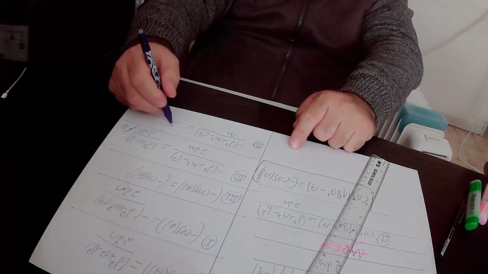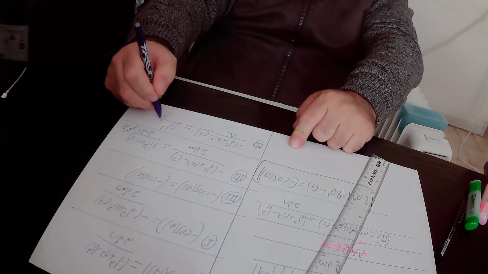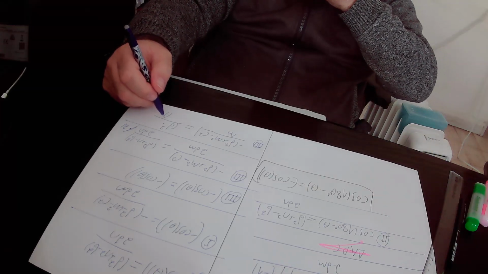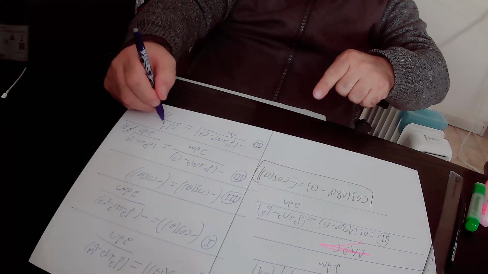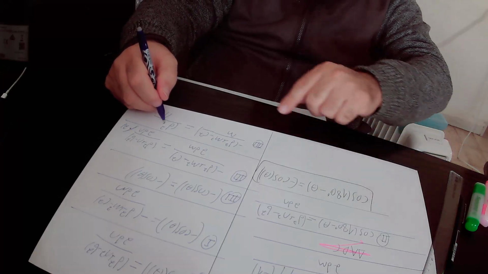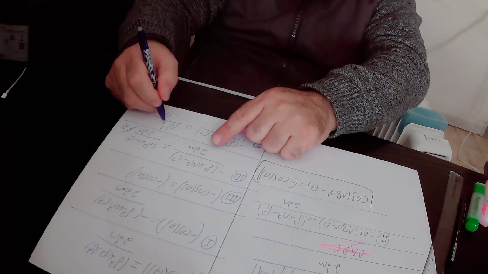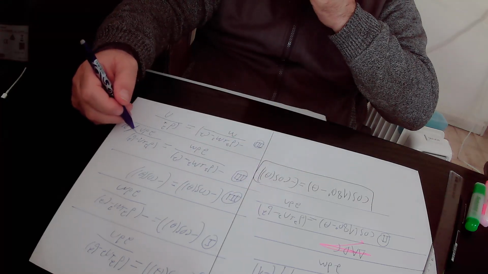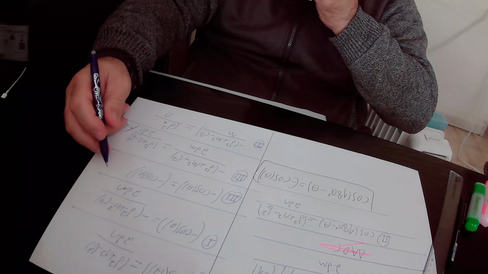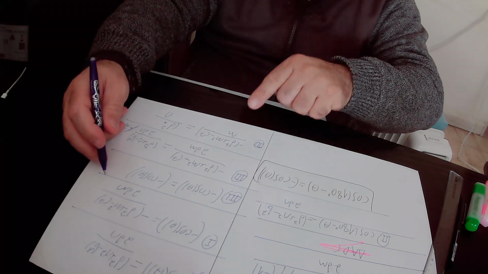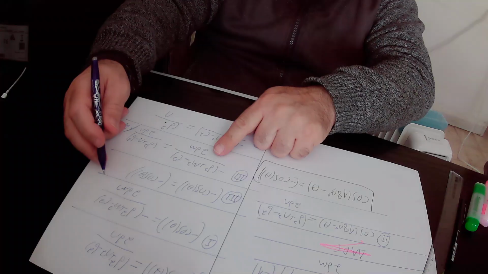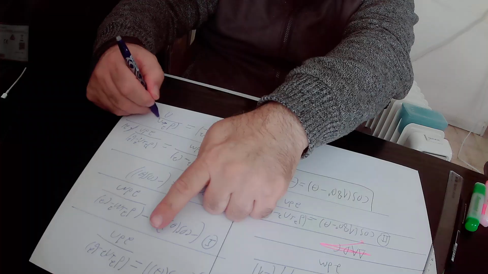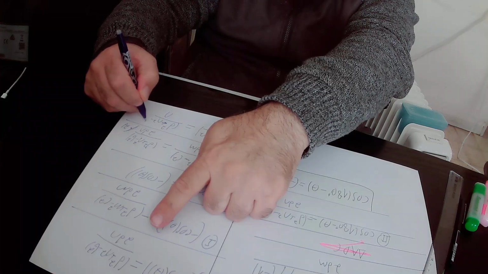It is the same expression, that is to say it is d squared plus n squared minus b squared.